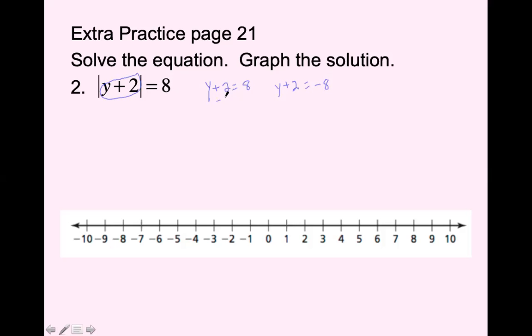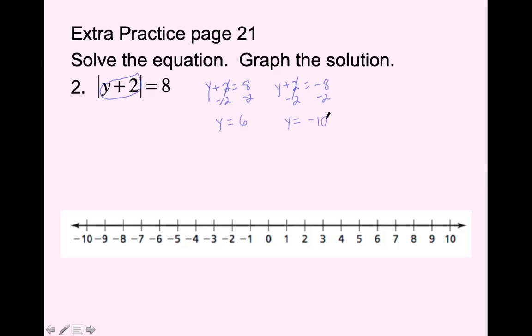So next step is to solve both equations. I'm going to subtract 2 from both sides. So this first equation, I get y is equal to 6. The second equation, I get y is equal to -10.